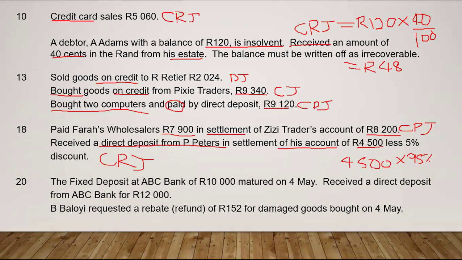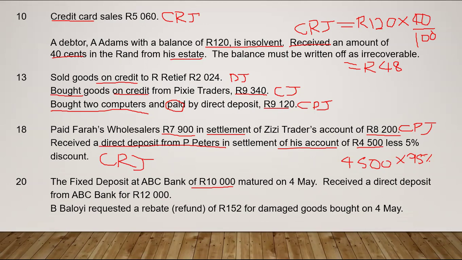The 20th, it says the fixed deposit at ABC Bank of 10,000 matured. So this is how much we invested with ABC Bank. When they say it matured, it means it is coming back to us. So we invested 10,000 into a fixed deposit. So that is a fixed deposit.